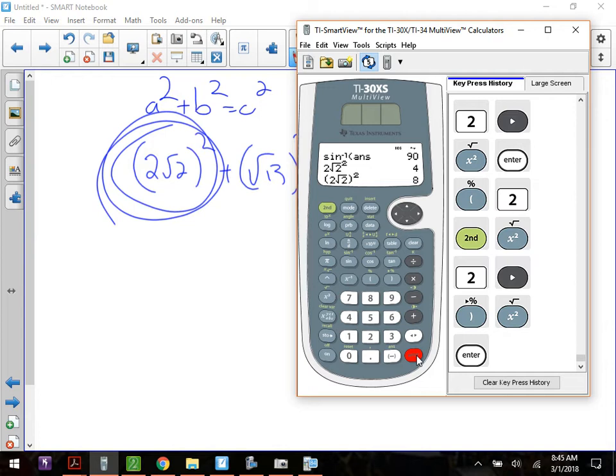That's the thing. You have to do parentheses on it. That is the biggest mistake most students make. It's not the fact that you don't know how to use Pythagorean theorem. It's the fact that you forgot how to use a calculator.